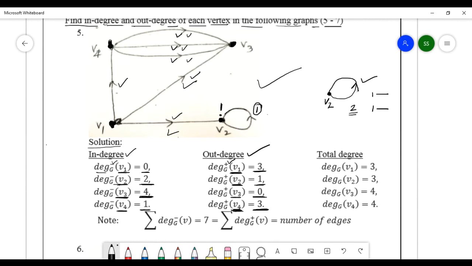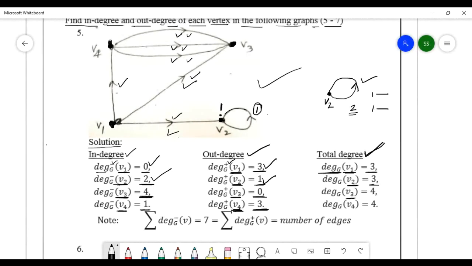Now look here. Now total degree. How to find total degree? Look, total degree for vertex V1 is in plus out. At vertex V1, in is 0 and out is 3, so 0 plus 3 is 3. Now total degree of vertex V2: here in is 2 and out is 1, so 2 plus 1 is 3.